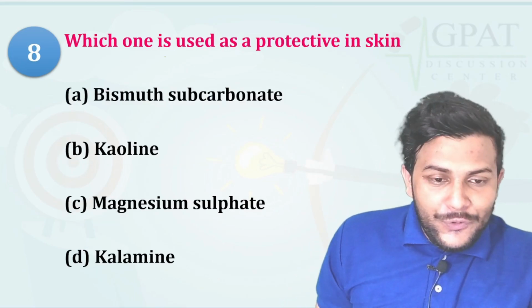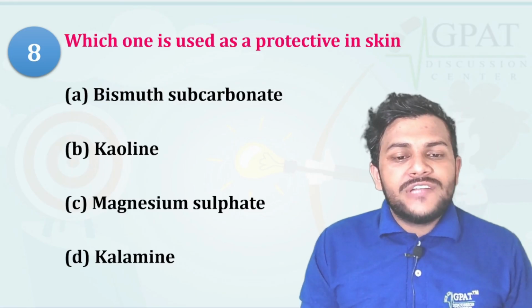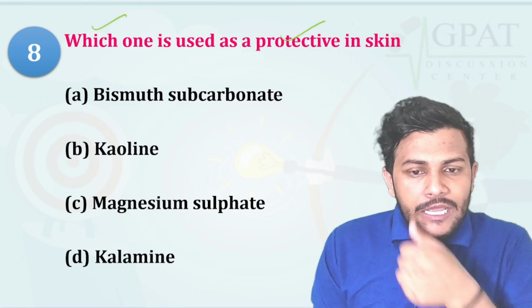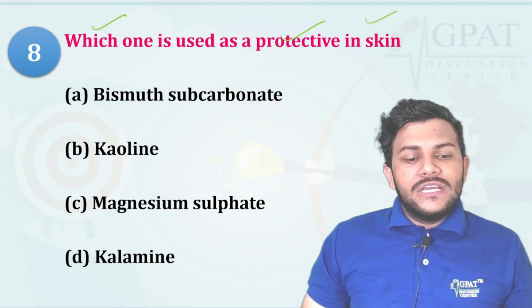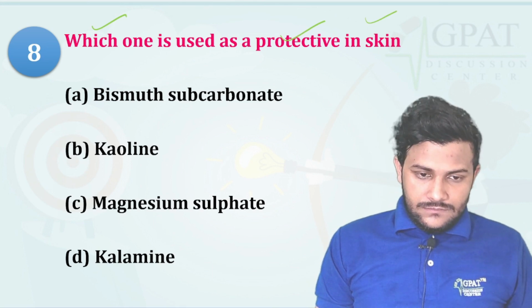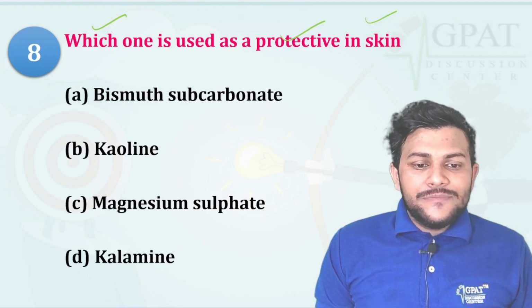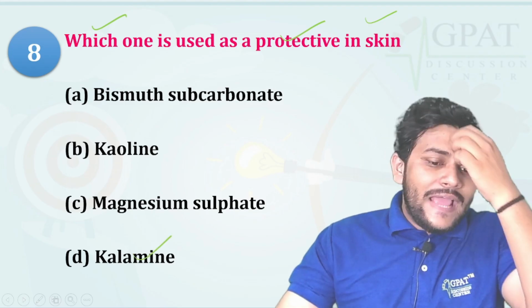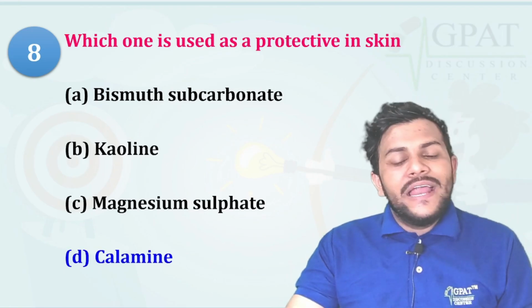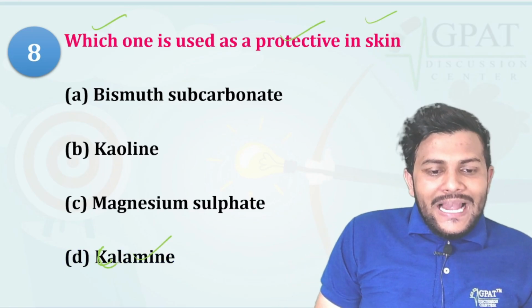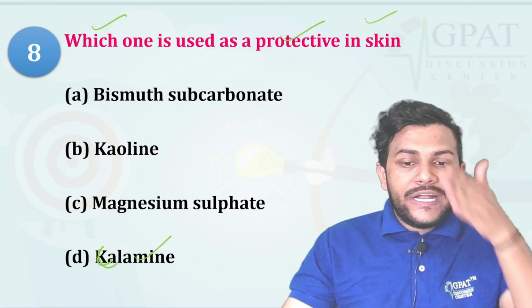Next question for all of you: which one is used as a protective in skin? Here are the options: bismuth, magnesium sulfate, and calamine. Calamine is used as a protective in the skin.